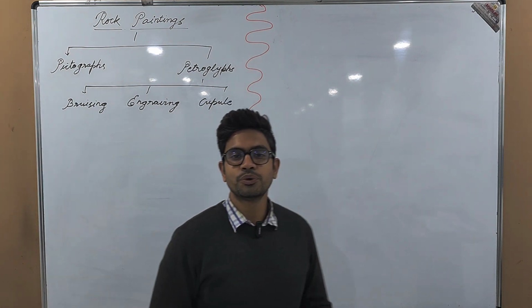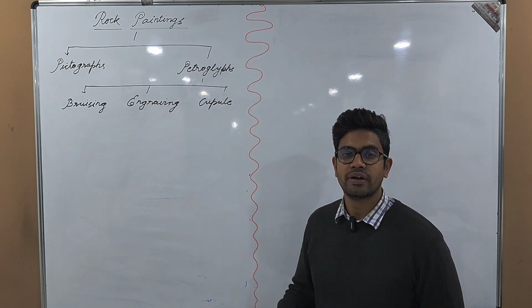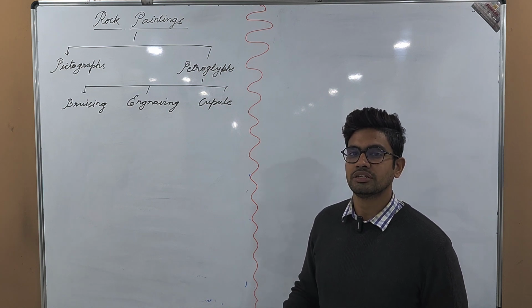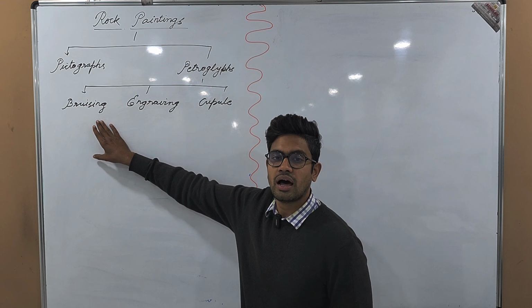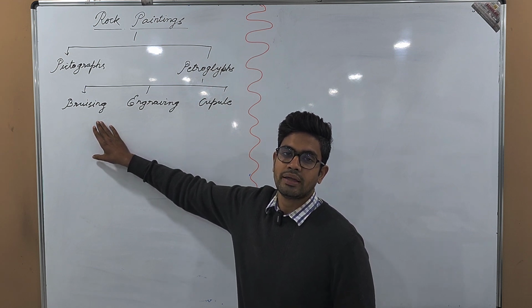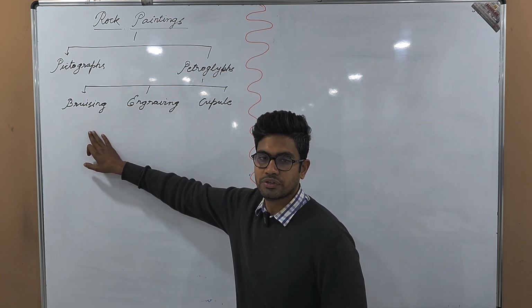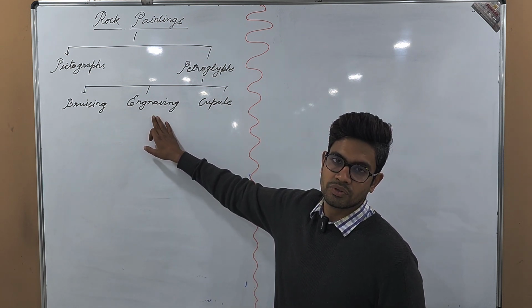So what is bruising? Bruising is the application of hammering and rubbing on the rock surface to depict different pictures. When different pictures are depicted by hammering and rubbing on the rock surface, it is called bruising.